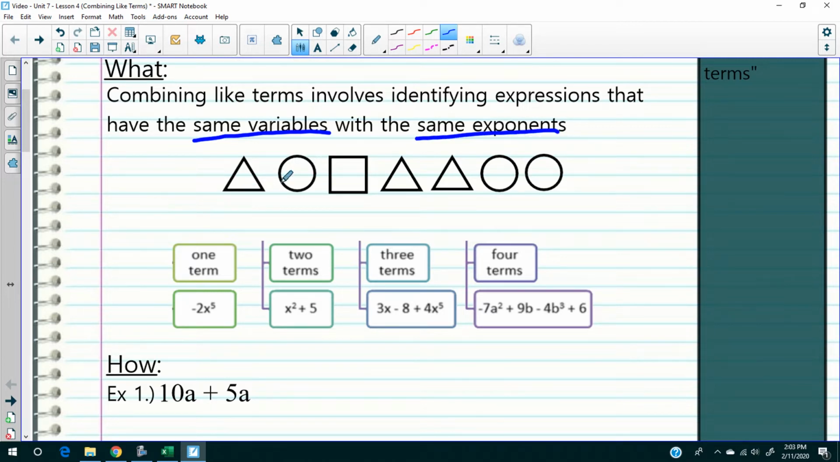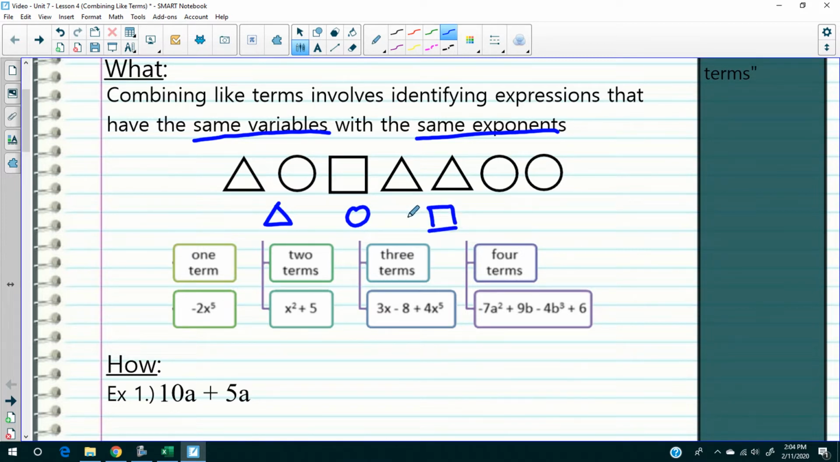So I'm going to use this as an example. Group these shapes by family. How many different families are there? Take a look. Three different families. Who are the three different families? One, we got the triangle family. What's the second family? The circle family. And what's the last family? The square family.